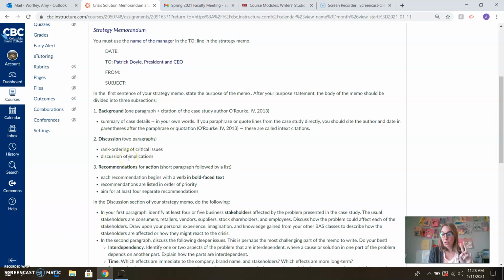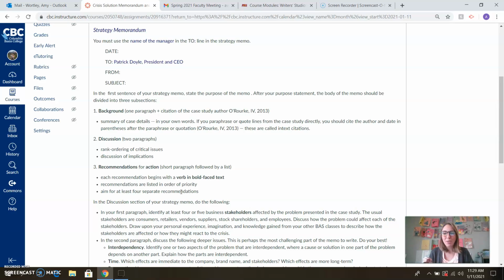After you've got the discussion, which is 2 paragraphs, you're going to have your recommendations. This is going to be a short paragraph followed by a list. That list can be numerical or bullet pointed, depending on what style you want to follow. So each recommendation begins with a verb. We talked about this in the discussion as well. Verb is in bold. The verb phrase, the action that you want the person to take, and then supplemental supporting material follows that bolded phrase but is not bolded itself. Recommendations are listed in order of priority, so the first thing you want them to do, the next, and then aim for at least 4 separate recommendations.